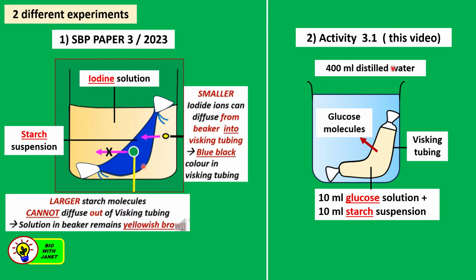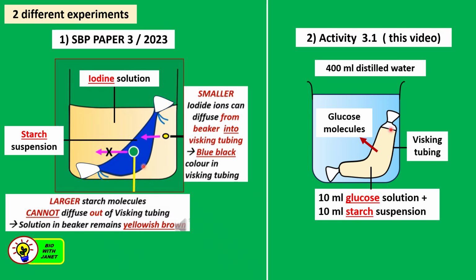So these are the two different experiments that we have discussed so far. The SPP paper 3, where we put iodine solution in the distilled water outside the Visking tubing and starch inside the Visking tubing. Okay, so at the end of the experiment, we'll find that the iodine has moved into the Visking tubing and caused the mixture, the starch, to turn to blue-black color, right? Okay, so that is the experiment we discussed earlier.